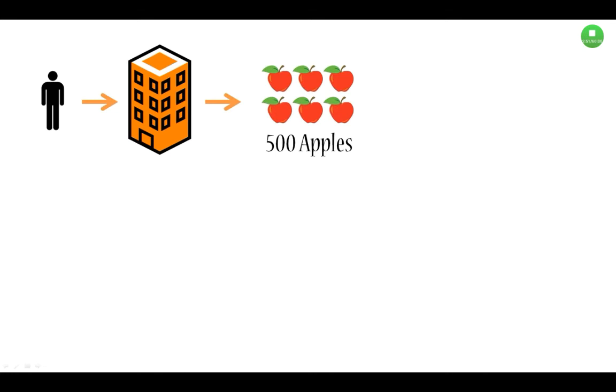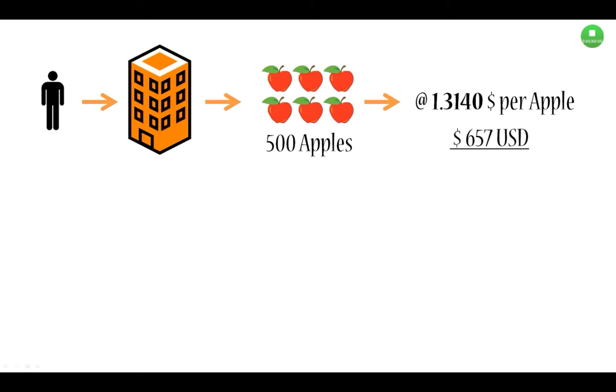So you borrow 500 apples from your broker, and you then take these apples to the forex market and you sell them at $1.3140 per apple, and that gives you in return 657 US dollars. So now you have that money and you decide to hold on to this 657 US dollars because you've predicted that the price of apples will drop, and you wait for that to happen as per our chart which we looked at earlier.